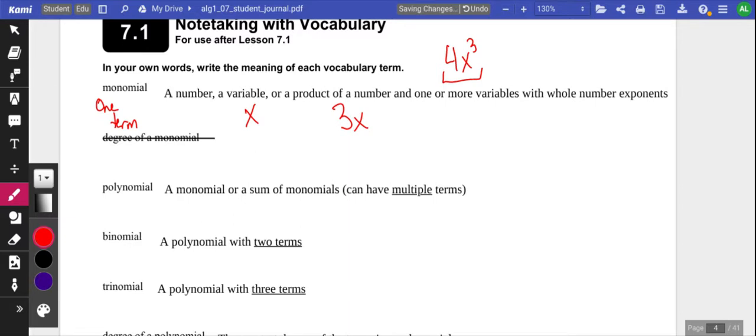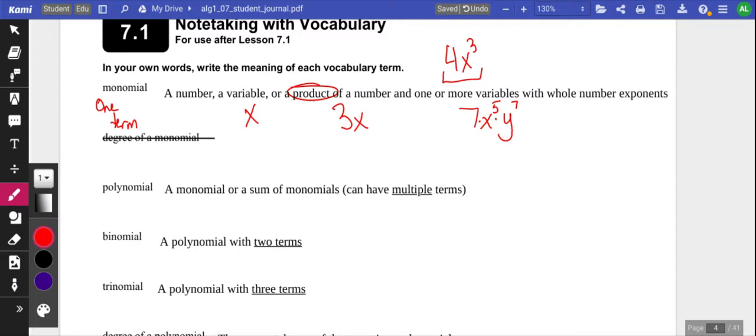Even something like 7x to the fifth, y to the seventh, right? It's got more than one variable, but it's not being added. It's not adding that y to the seventh. It's all being multiplied together. When it's all squished together like that, it means everything in there is being multiplied. That's what it means by a product of the number and the variables. A monomial is anything that's all being multiplied together at once.